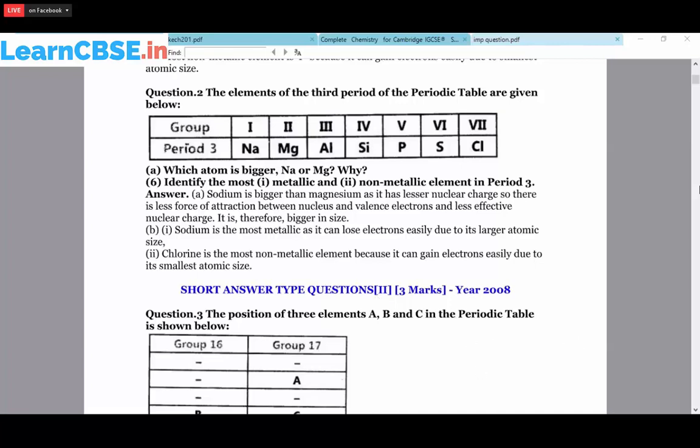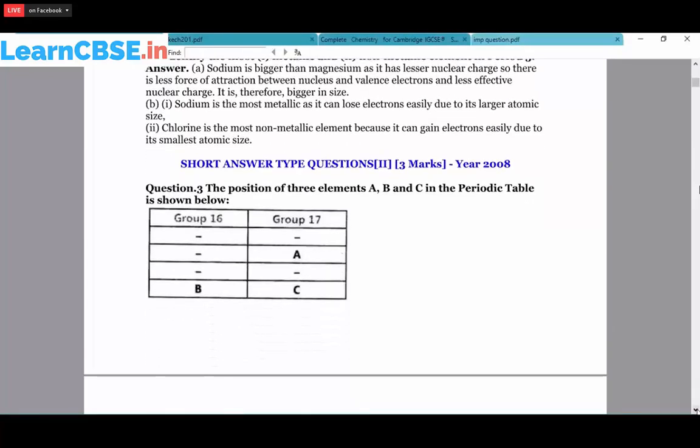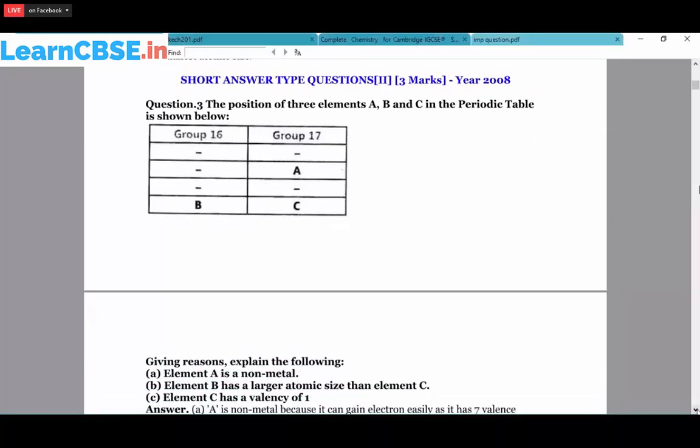So next question. So the short answer type from the year 2008. The next one is question 3. The position of the three elements A, B and C in the periodic table is shown below. In group 16 we have B, and then C, A and C. Giving reasons, explain the following.